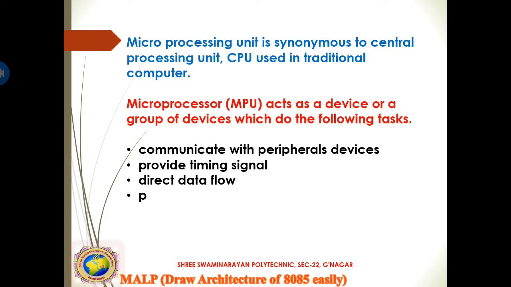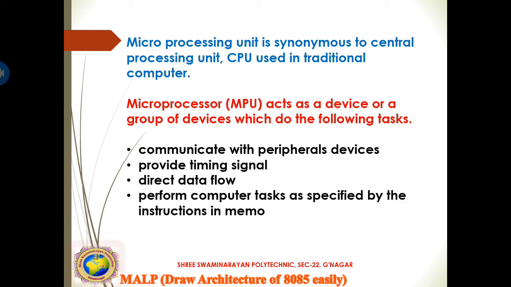So here direct data flow is provided. Perform computer tasks as specified by the instructions in memory. Whatever instructions are in memory, the computer performs the tasks accordingly. This responsibility belongs to the microprocessor unit, or group of devices. So these are the functions.